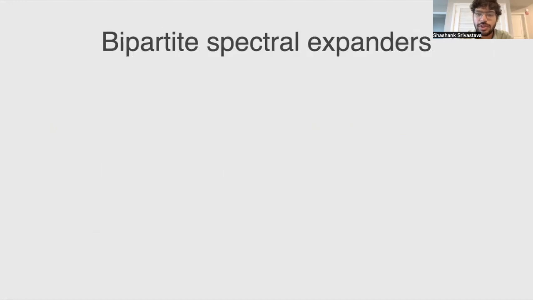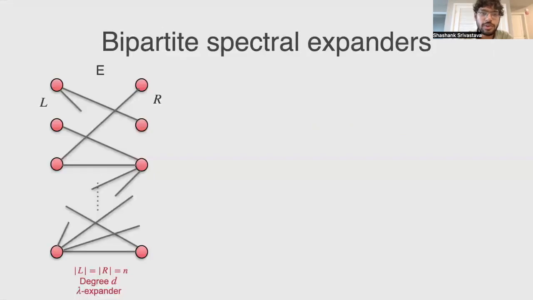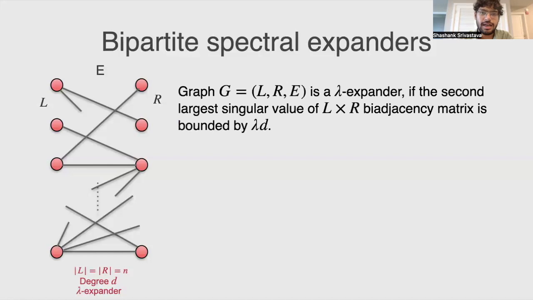Okay, so let's go into a bit more detail about what this AEL amplification looks like. The main tool that the construction uses is bipartite spectral expanders. Let's quickly recall what these are. We'll deal with bipartite expanders that are biregular, with an equal number of vertices on both sides, let's say n of them, and the degree on both sides is d. We call it a lambda expander if we look at the L by R bi-adjacency matrix, and its second largest singular value is bounded by lambda times d.